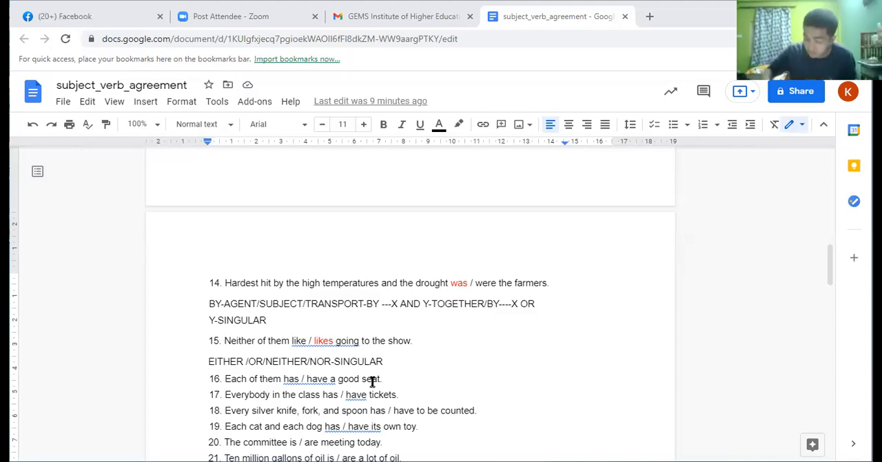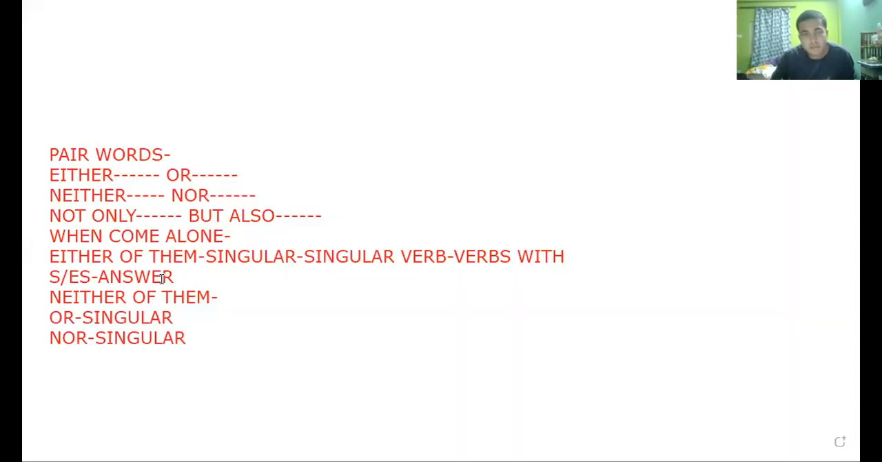Okay. So now another formula is about each, everyone, everybody, each. Now I will have to get into another pattern. So let's go to another pattern. This is the either-or pattern. Now I will tell you another pattern under this. See, now another pattern.